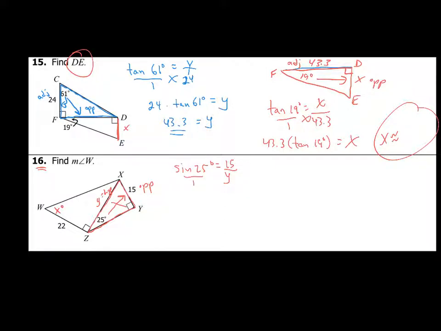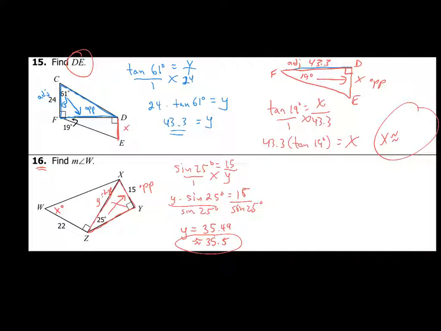Now what? Let's cross multiply and solve. So y times the sine of 25 degrees is equal to 15. Now we're going to divide by the sine of 25 degrees and divide by the sine of 25 degrees. Okay, and what do we get? Y is equal to, approximately I get 35.49, which is approximately, to the nearest tenth, 35.5. So that side is 35.5.